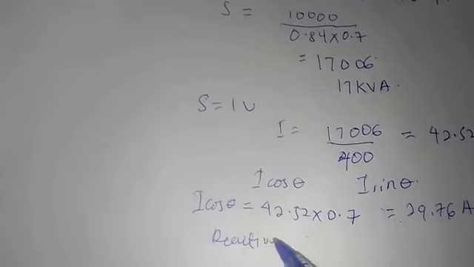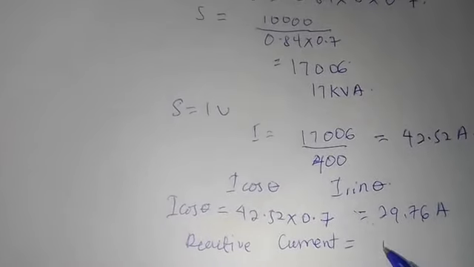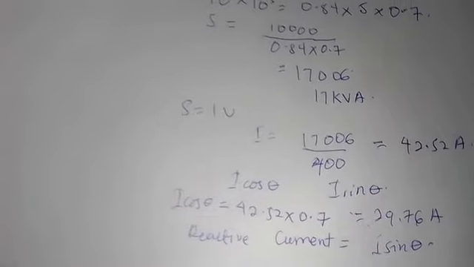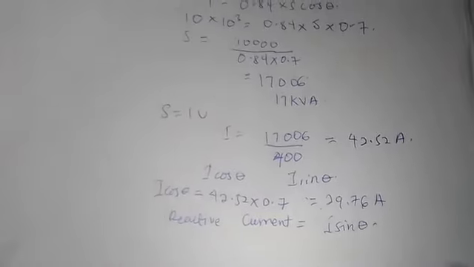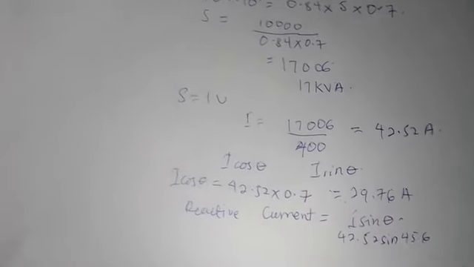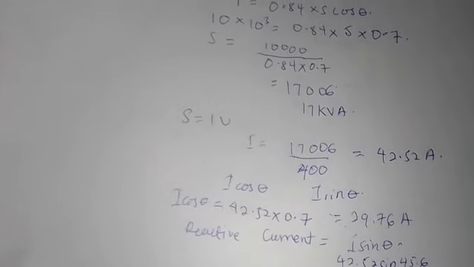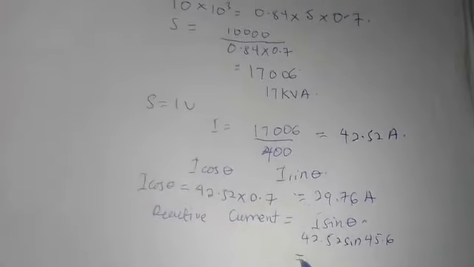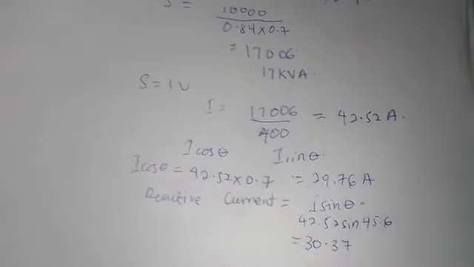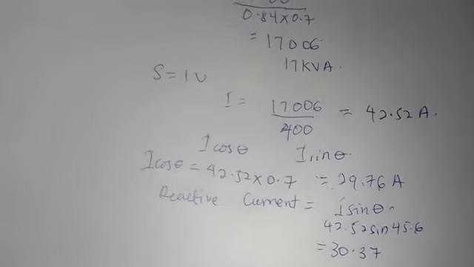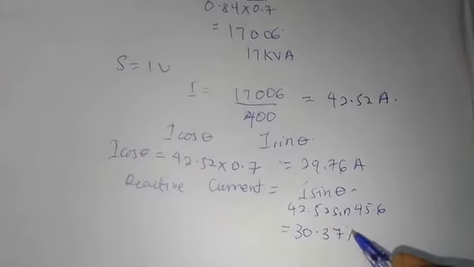Then I come to the reactive current, which is simply equal to I sin theta. Now how do I get sin theta? I know that cos theta is 0.7, so I'll find cos inverse of 0.7, and I realize that the angle is 45.6. So my theta is 45.6. I'm going to get my current 42.52 times sine of 45.6, and that is 30.37 amperes, because it's a current.